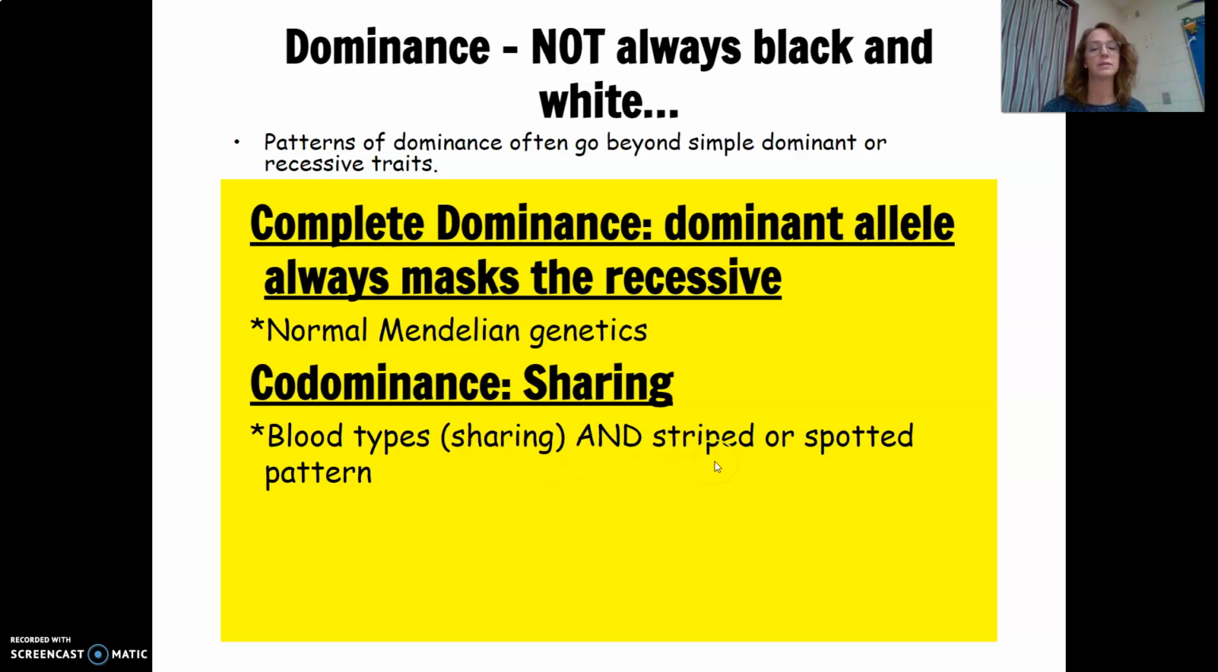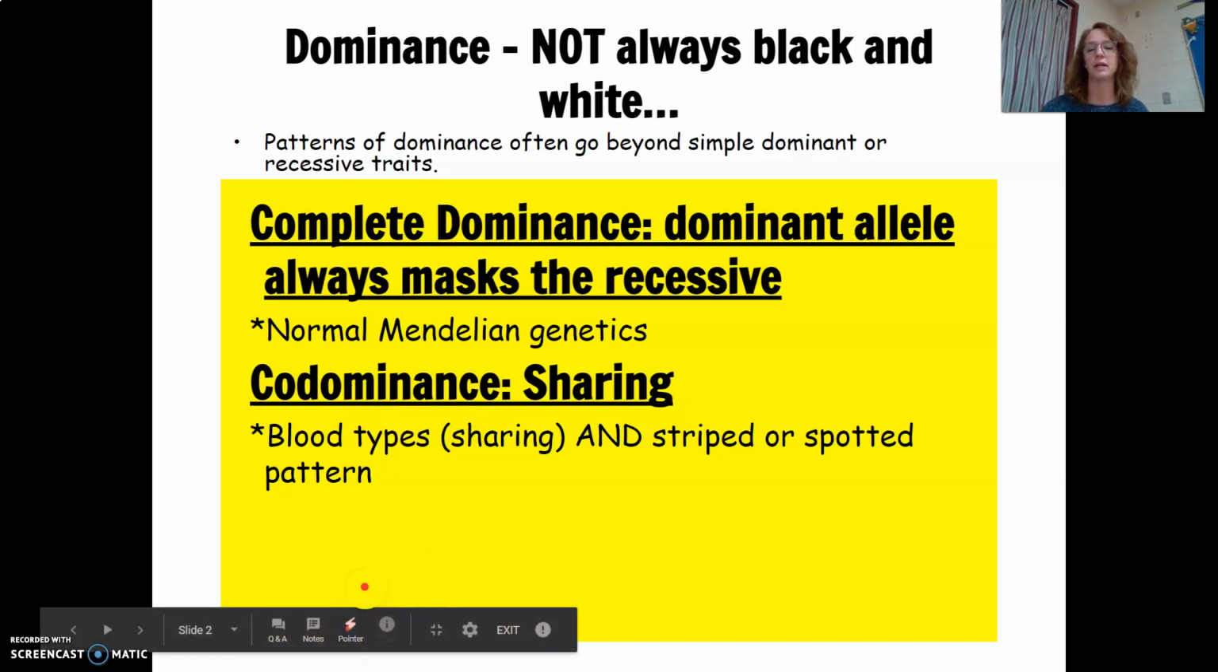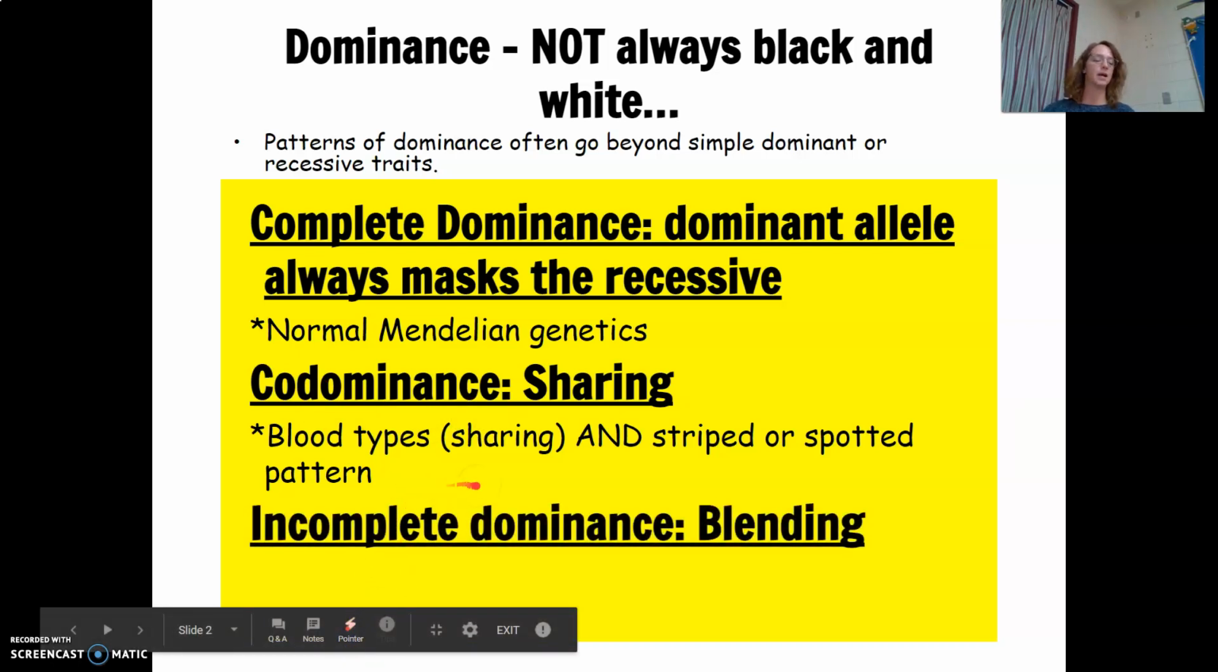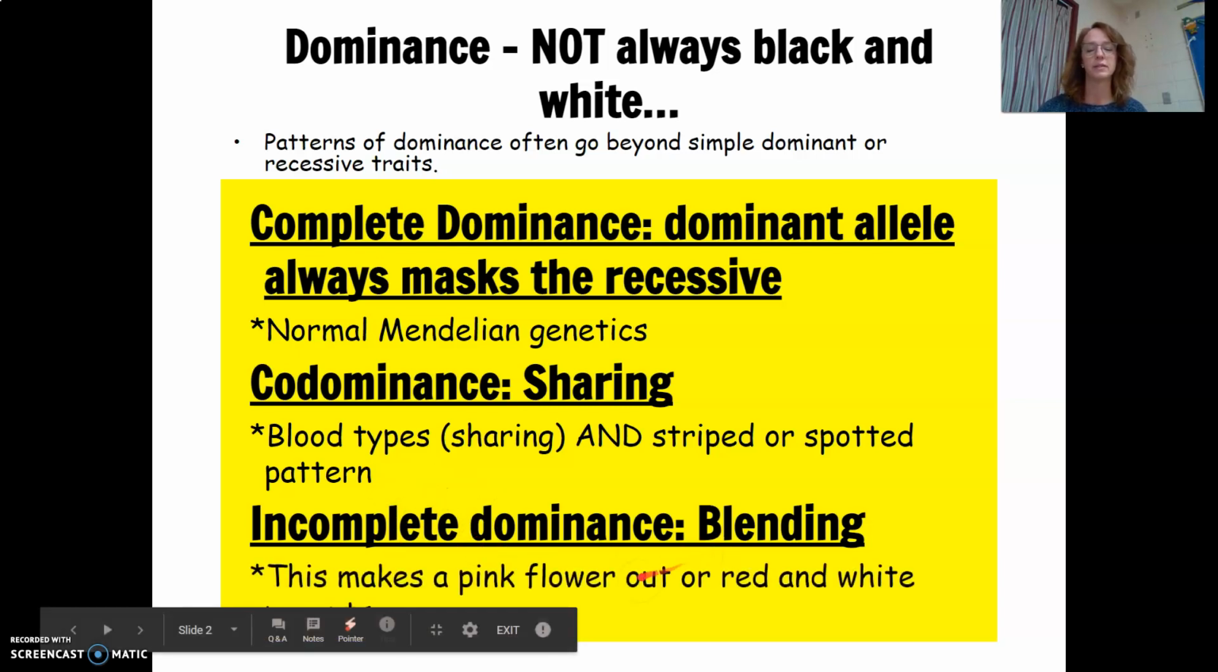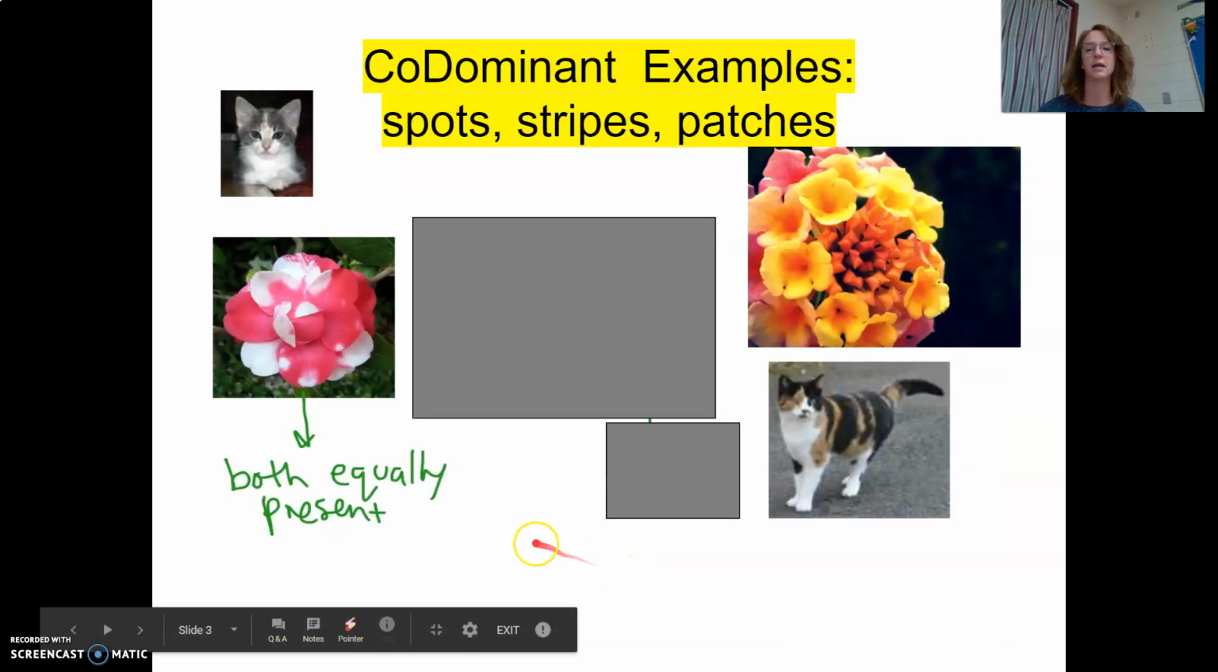Also, any animal that has stripes or spots, or flowers sometimes have stripes or spots. That is an example of equally powerful dominant traits. So there's no such thing as a recessive trait here. And we have another type of dominance, which is called incomplete, and that's where you see blending. So this is how you get a pink flower out of a red and white parent. So it isn't quite that simple, but let's look at some examples.